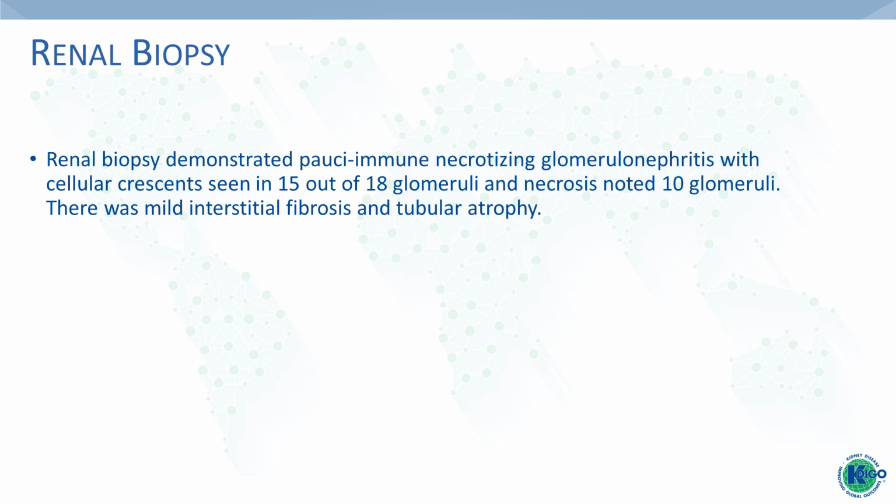A renal biopsy was done and it demonstrated pauci-immune necrotizing and crescentic glomerulonephritis with cellular crescents in 15 out of 18 glomeruli and necrosis noted in 10 glomeruli. There was mild interstitial fibrosis and tubular atrophy.